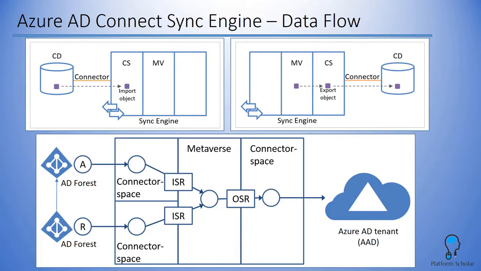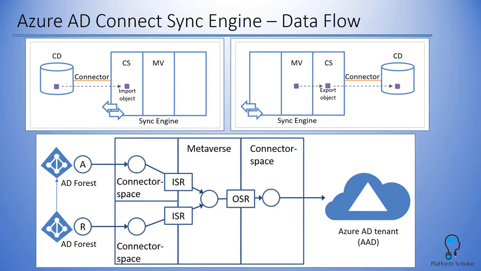The sync server data storage is split into three broad categories: the incoming connector space, the metaverse, and the outgoing connector space. The incoming connector space is where the data is stored after being imported from an external source, and we're generally talking about Active Directory. We need to create a connector for each connected data source, or CD. The connector is configured with the location and user account to read from an Active Directory forest, and if we have multiple forests, then we need to set up multiple connectors.